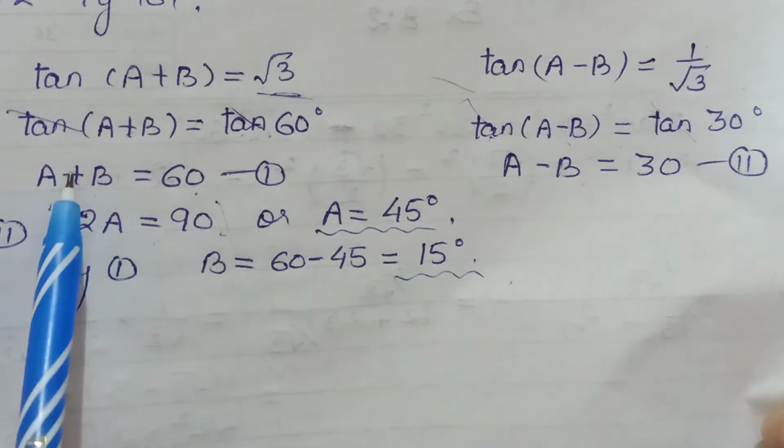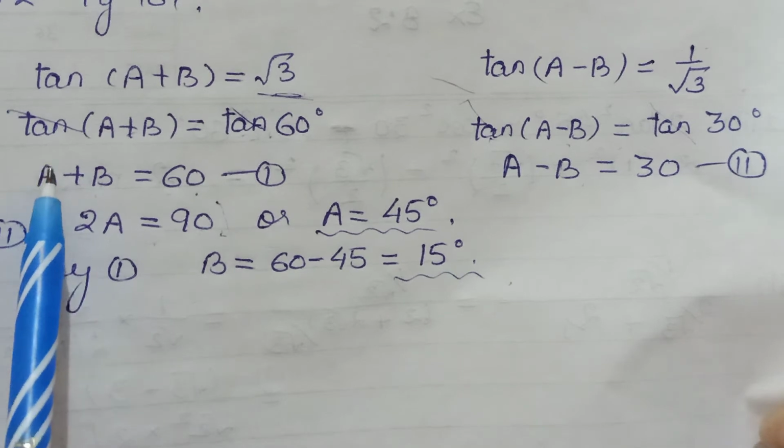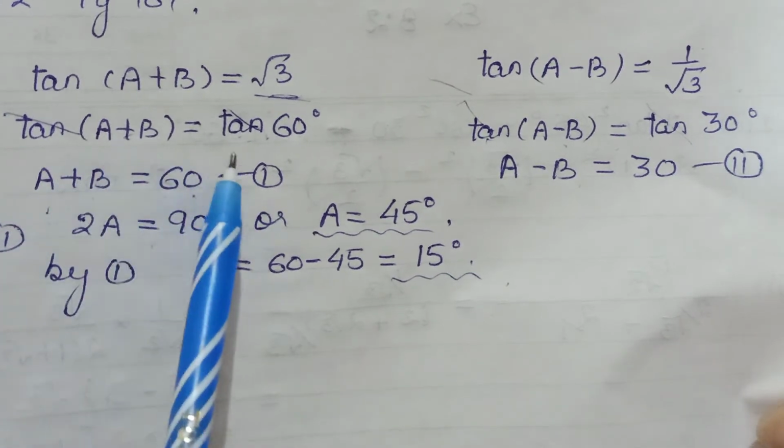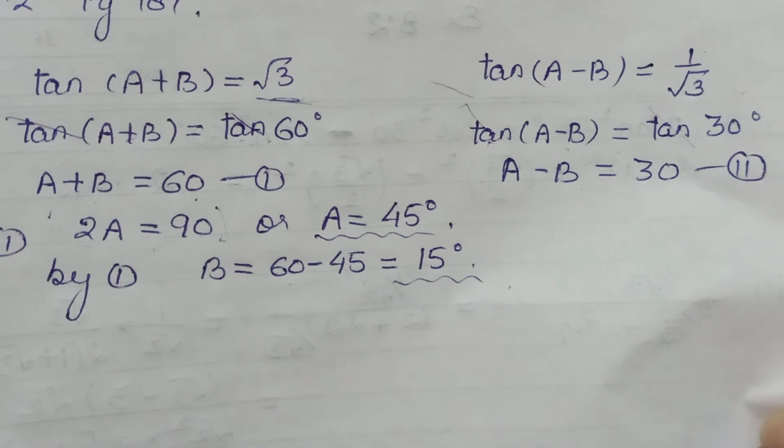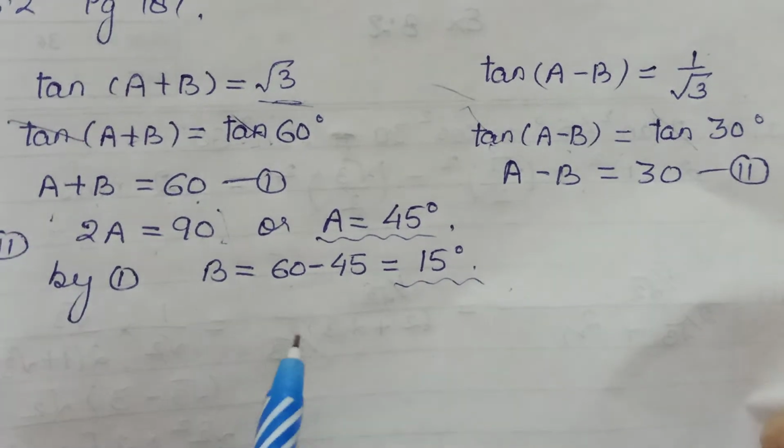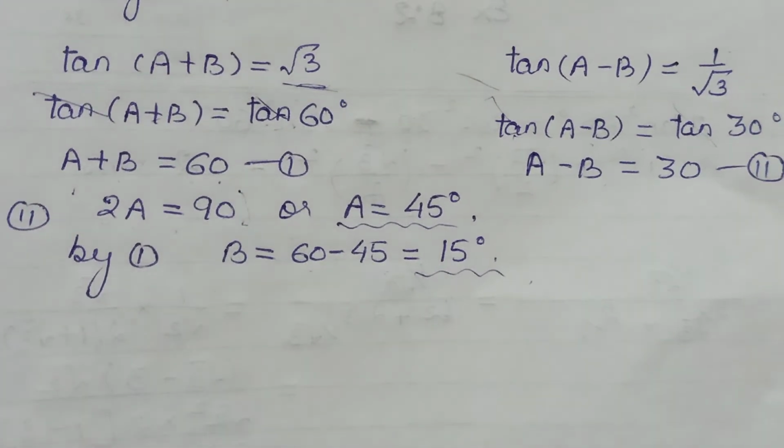Put this 45 in any one of the equations, say in 1. So 45 plus b is equal to 60. 45 उधर जाएगा, minus हो जाएगा. So b is equal to 60 minus 45, that is 15. Okay. So that is your answer. You had to find your a's and b's like that.